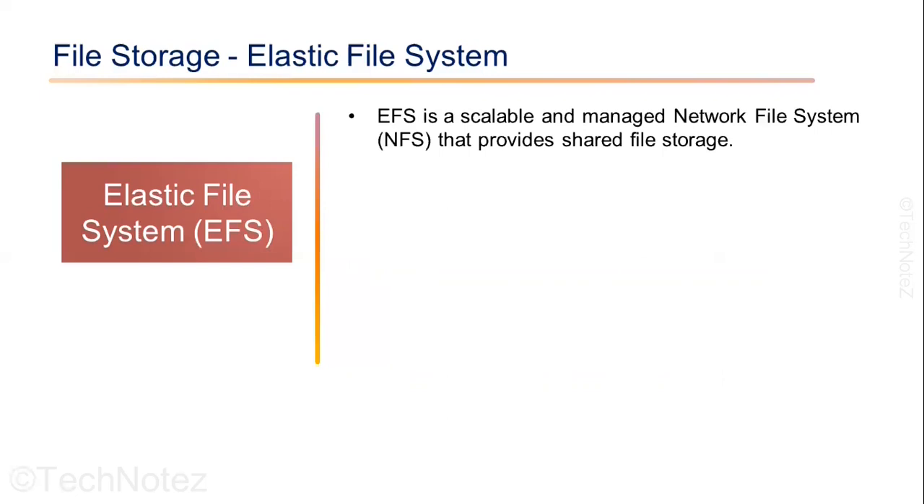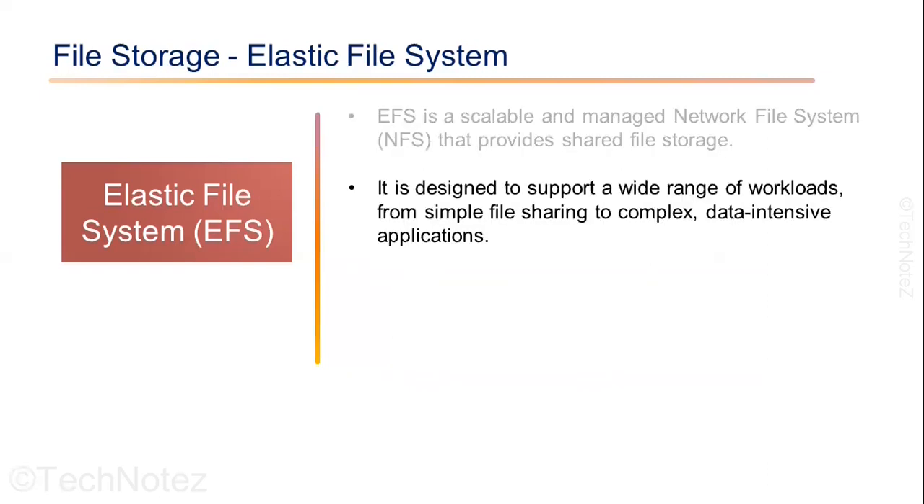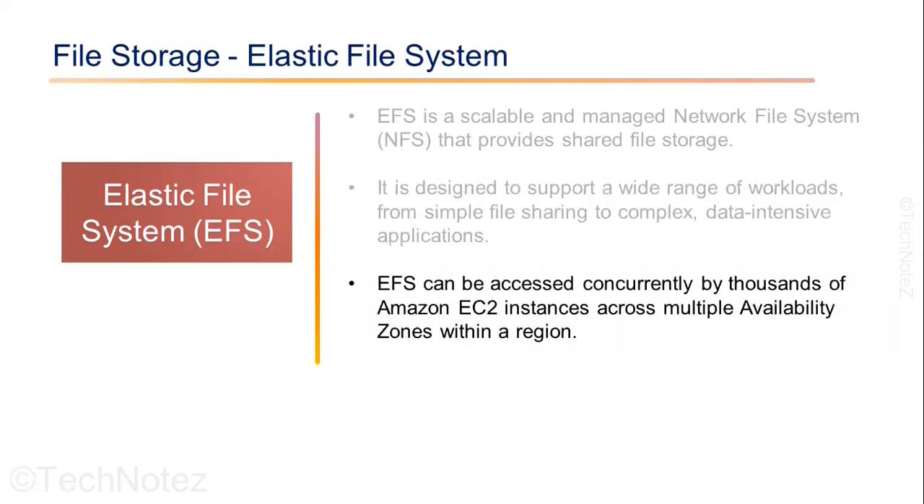Elastic File System is a scalable, managed network file system that provides shared file storage for Amazon EC2 instances and other compute services. It is designed to support a wide range of workloads from simple file sharing to complex data intensive applications. EFS can be accessed concurrently by thousands of Amazon EC2 instances across multiple availability zones within a region, providing high availability and durability.